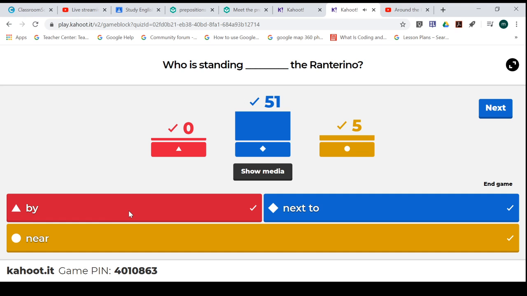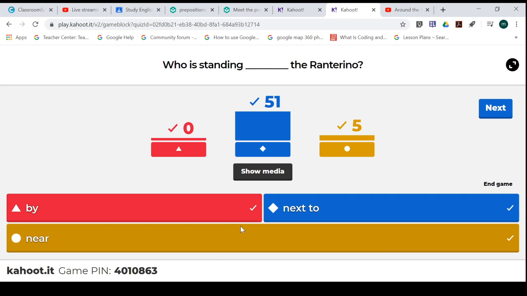They were all correct. Next to, by are basically the same. You stand by someone, next to. Next to, maybe it feels that you're standing closer. Yeah, you're very close to the next person who's standing there. You're next to them. Whereas near is not quite as close. Next to is, you're standing very, very close.